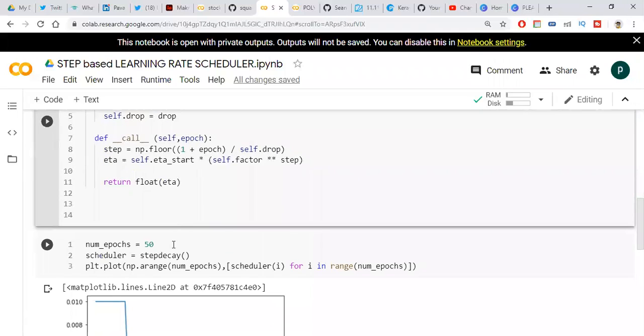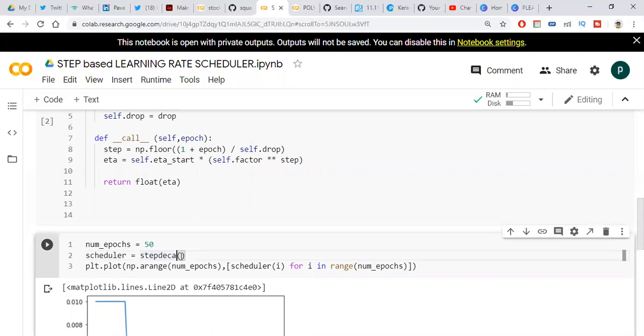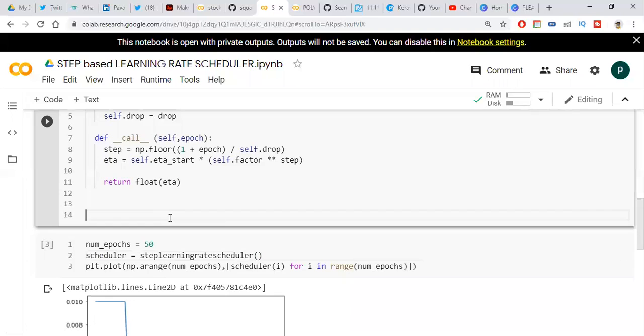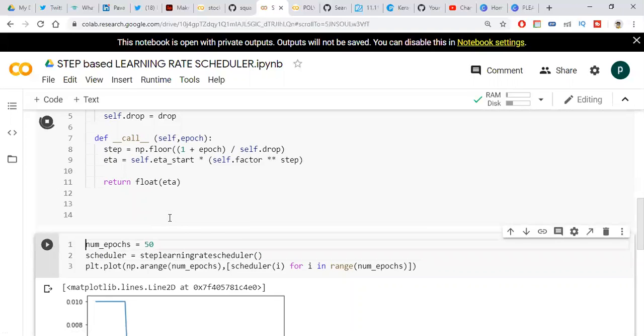So I am visualizing this. I take 50 epochs and I am giving this function, the step learning rate scheduler. We need to first run this one, the first one. After this, we need to run the next.